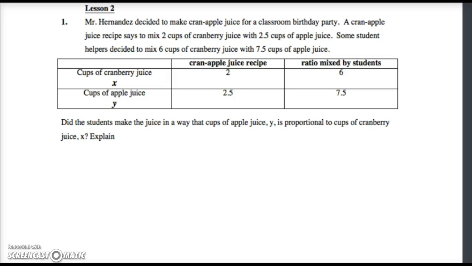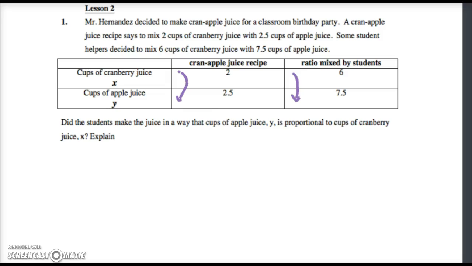And how can we decide if this table is showing a proportional relationship? To do that, we need to search for a constant. We need to look at what is happening from X to Y in the first column and see how that compares to what is happening from X to Y in the second column. And so how do we determine if there is a constant in the table?